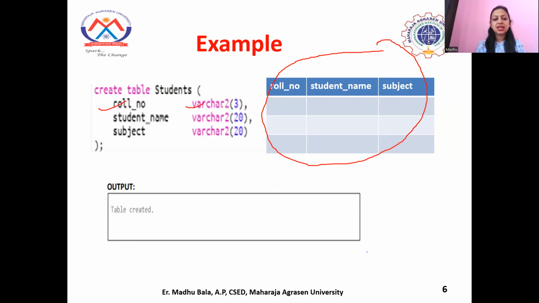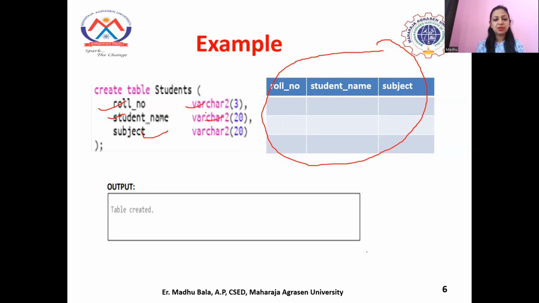Like if the size is 3, it means that this roll number can contain 3 different digits or 3 different characters. Then comes student name. Again, I am taking the data type here varchar2 along with the size 20. Then at column number 3, that is subject, and then along with its data type. I am taking here varchar2.